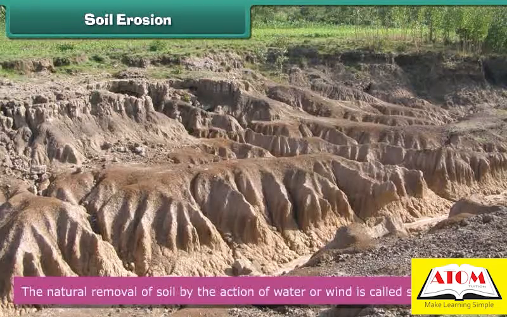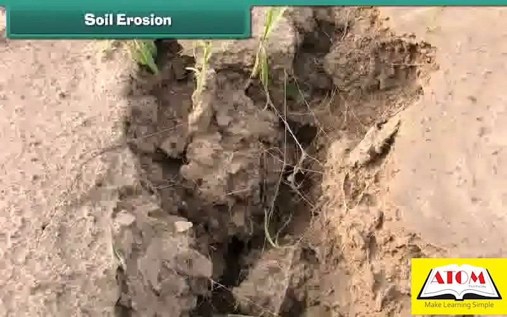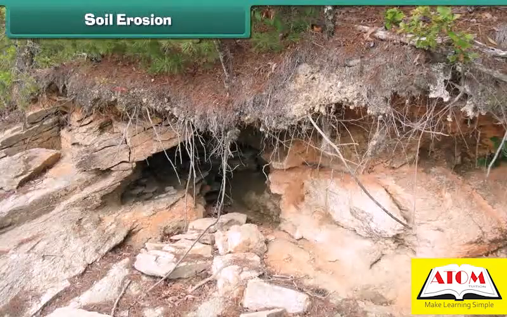The natural removal of soil by the action of water or wind is called soil erosion. Look at the images. The disappearances of topmost surface and large ditches in the ground are the signs of soil erosion.